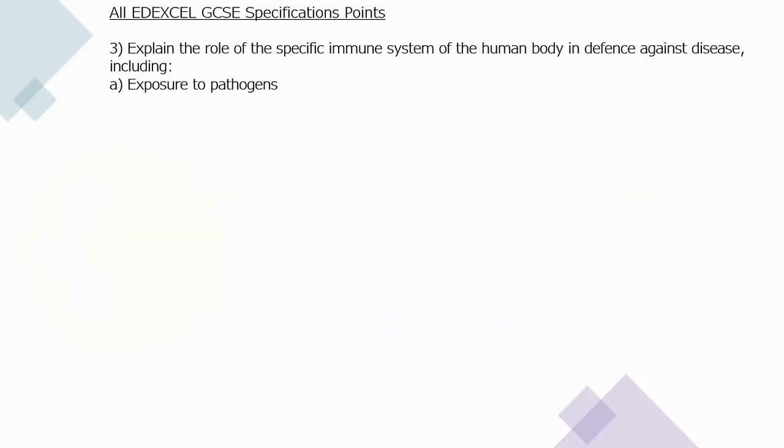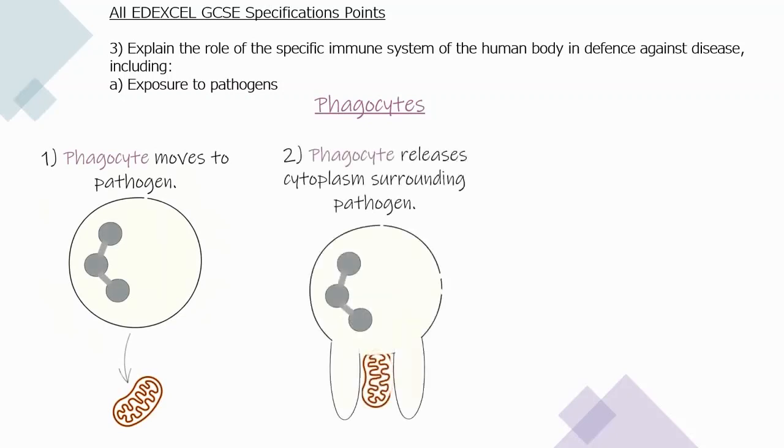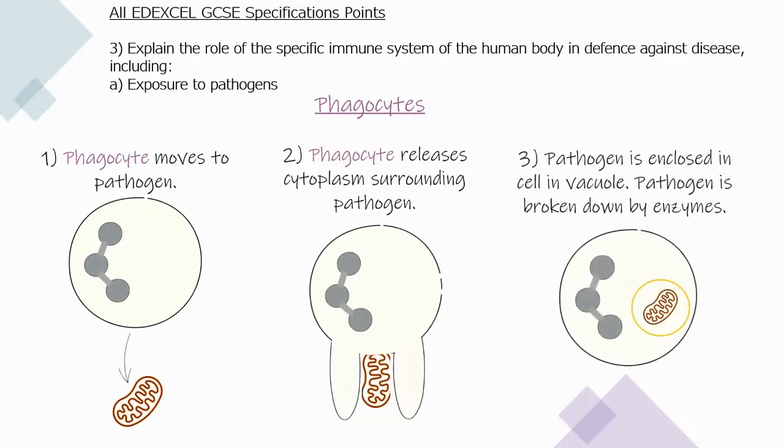So when the human body is exposed to pathogens, phagocytes play a key role in helping to destroy them. So the phagocyte moves towards the pathogen, and then it actually releases its cytoplasm in order to surround the pathogen and to take it inside of the cell. And it is enclosed within the cell in a vacuole, and then the pathogen is broken down by enzymes.